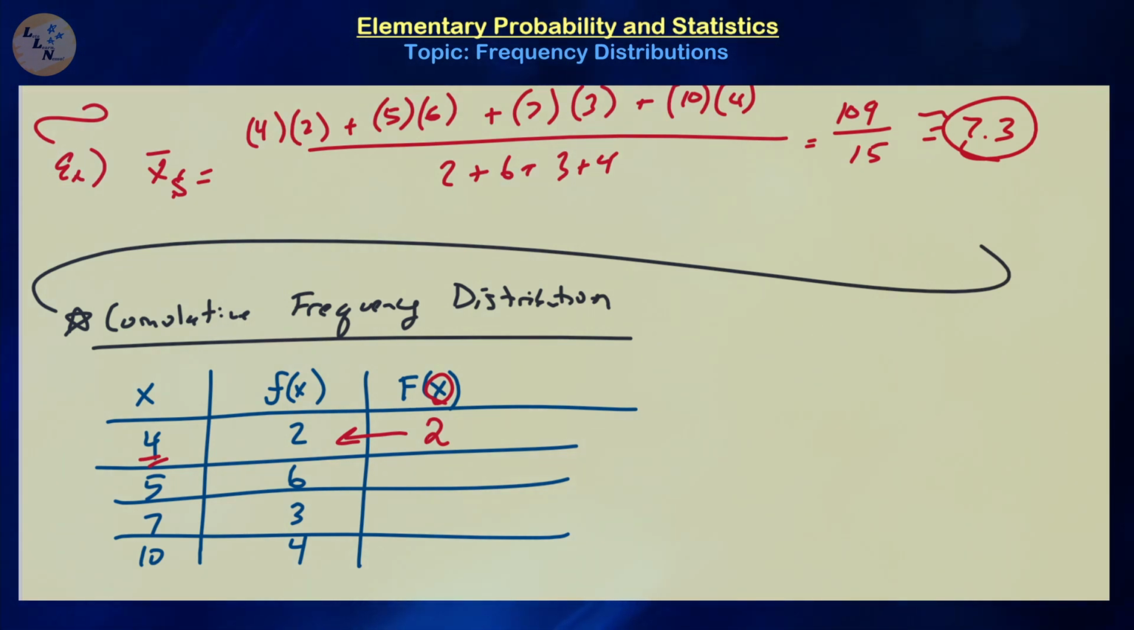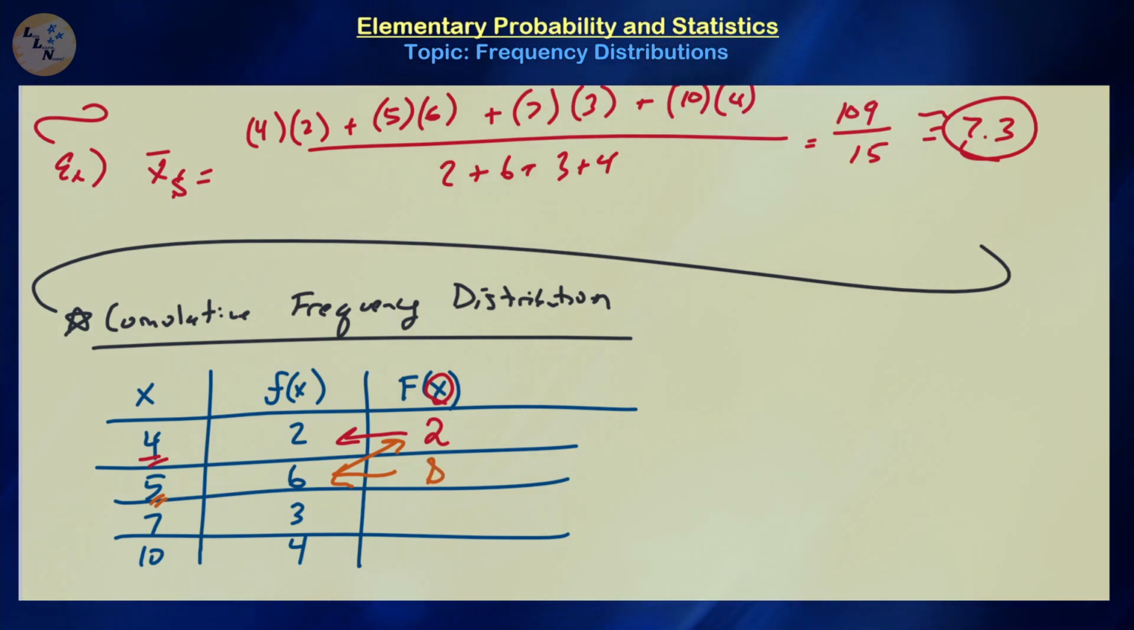For example, what would be the cumulative frequency value associated to 5? So it's going to be the frequency value of 5 plus the sum of all of the frequencies that precede it, right? So it's going to be 6 plus 2, or 6 plus the cumulative frequency that preceded it. So that's going to come out to 8.